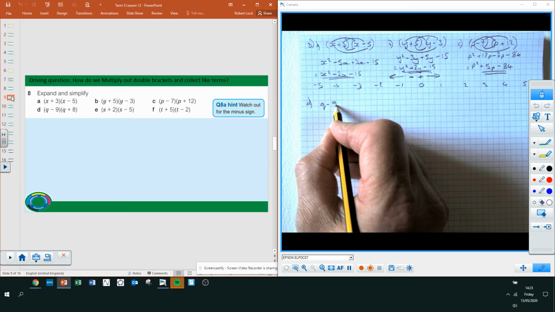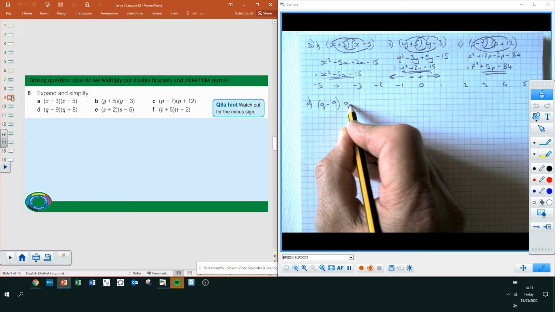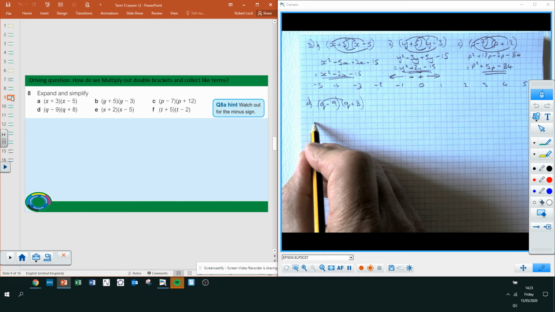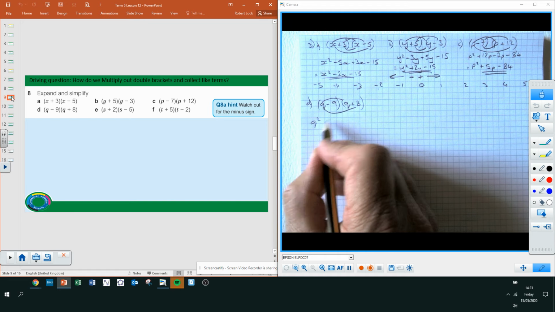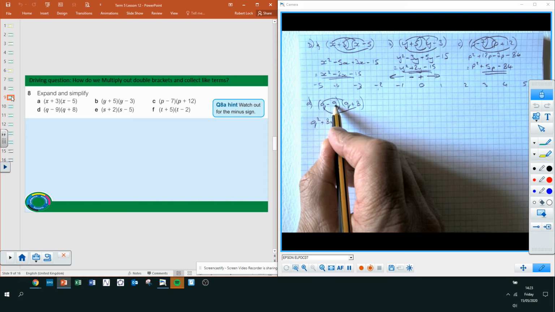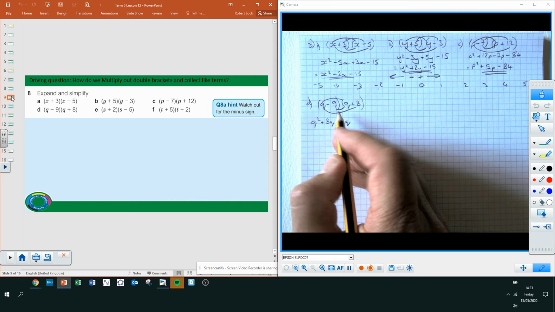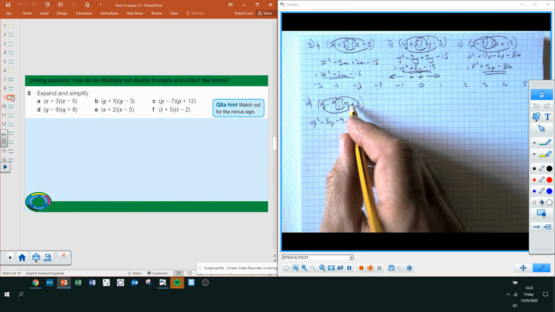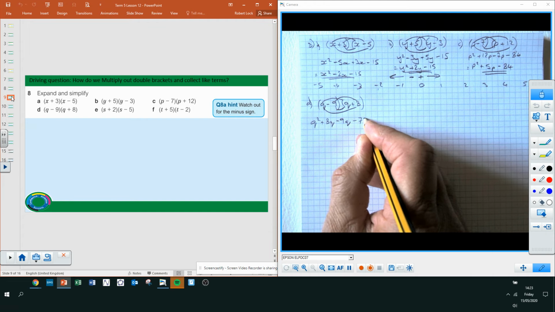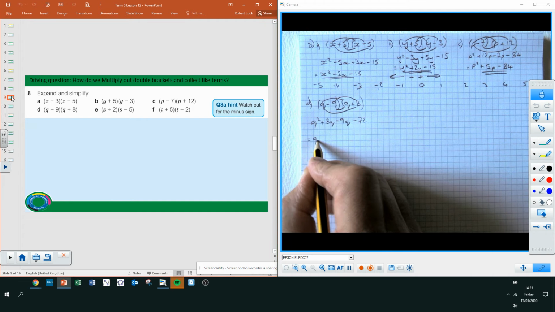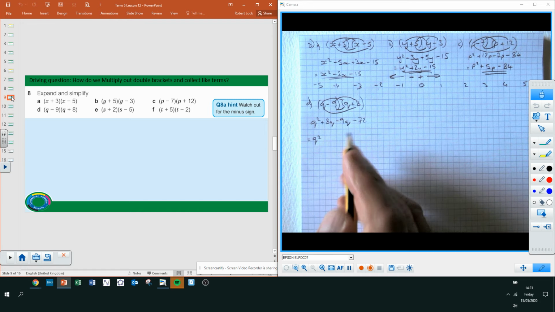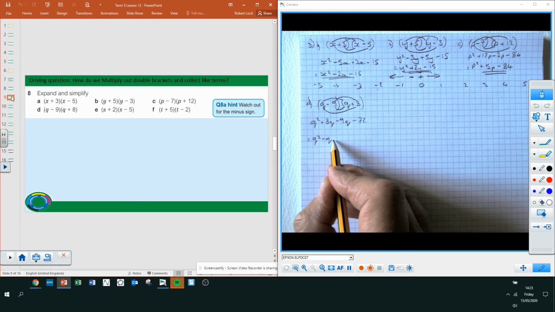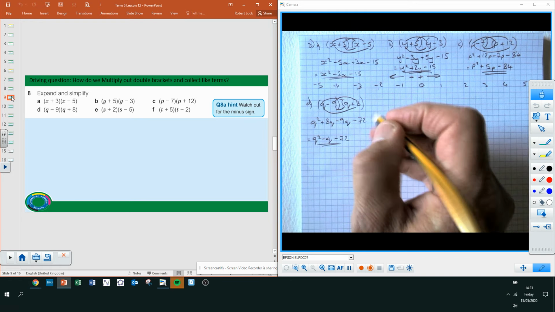Q minus 9 bracket, q plus 8 brackets. So q times q, q squared. Q times plus 8 is plus 8q. Minus 9 times q is minus 9q, and minus 9 times plus 8, so 9 times 8 is 72. The minus and a positive makes a negative, so negative 72. Working right through, q squared. 8 take away 9 is minus 1. Minus 1q is minus q, minus 72. E.